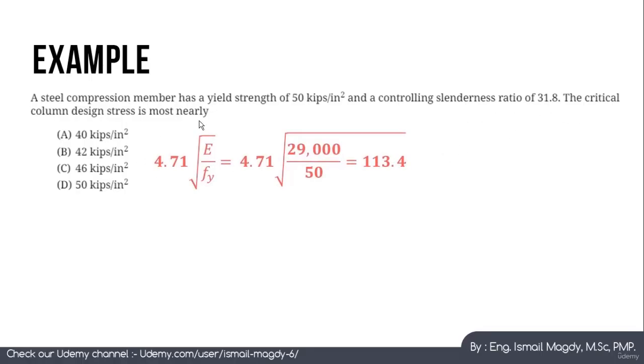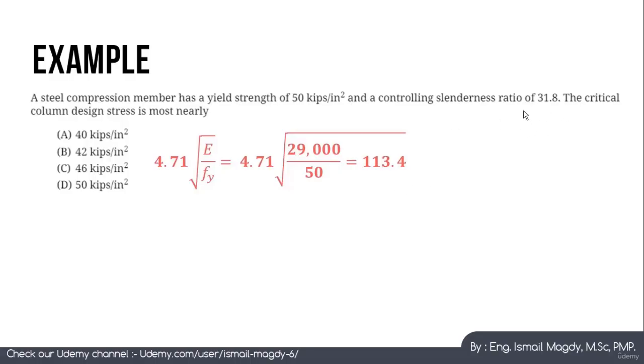So let's calculate first our limit, which is 4.71 root E over F yield, which equals 4.71 root 29,000 over 50. This is the Young's modulus of the steel in general, unless it is given as a different value, but otherwise this is the default value for the steel. This is going to equal 113.4. This is almost a fixed value because E is a fixed value and F yield most of the time is a fixed value. So for any F yield of 50 KSI, you will find that your limit is 113.4.